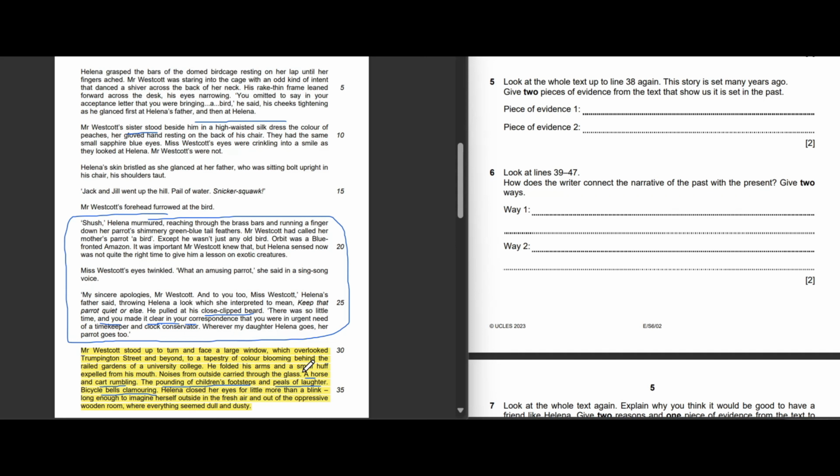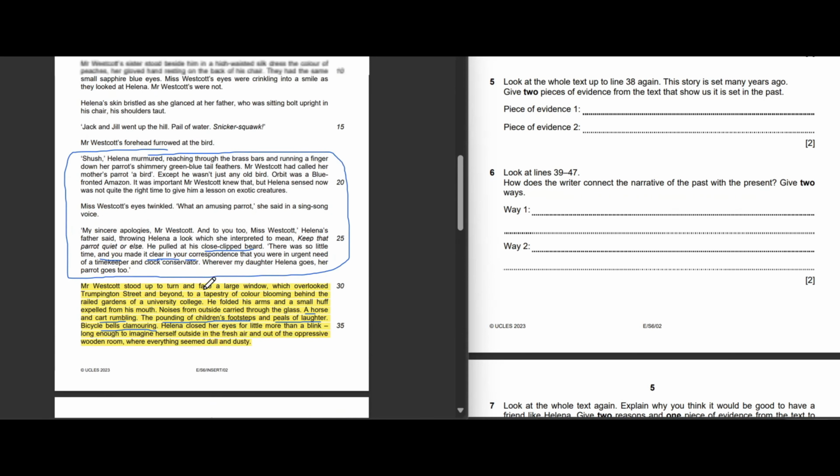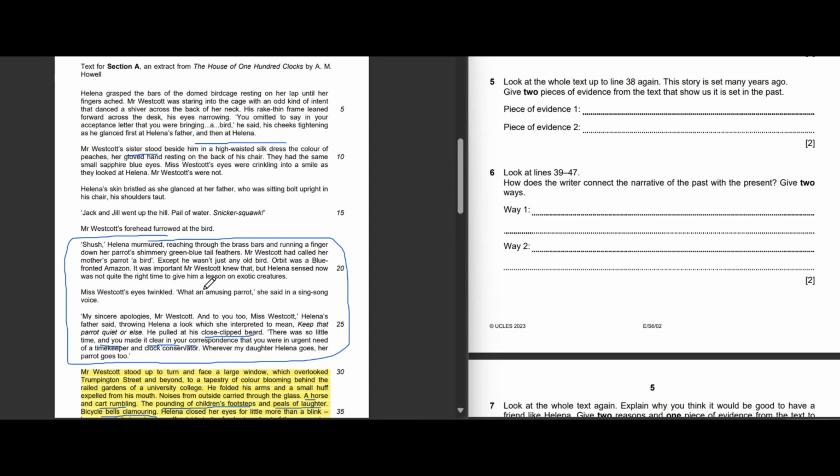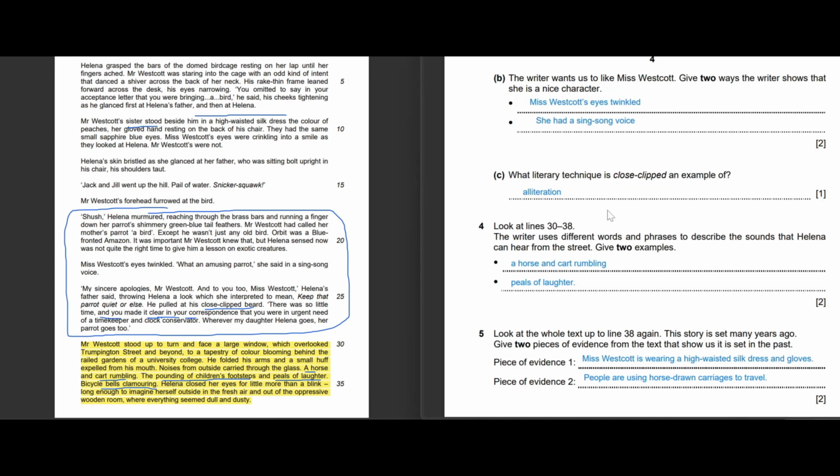And also you can see here, oh brother dearest. This is the style of language used long time back, an old-fashioned language. So we just have to put two answers as the evidence. So let's write it down. Piece of evidence 1, Miss Westcott is wearing a high-waisted silk dress and gloves. And evidence 2, people are using horse-drawn carriages to travel.